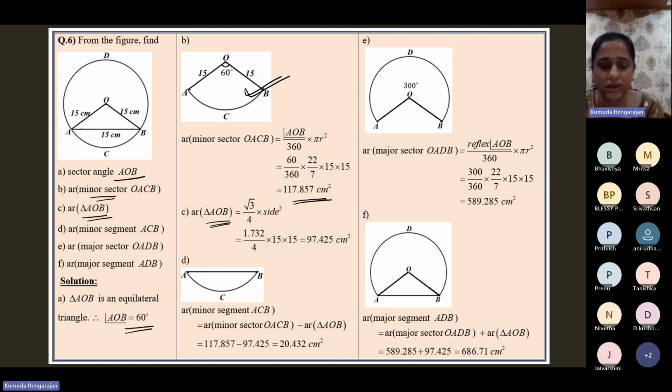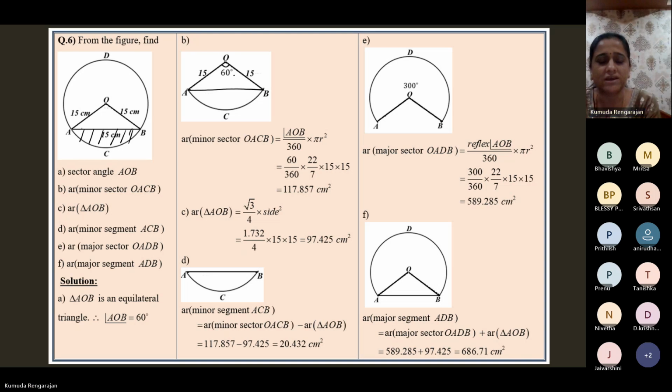The triangle is an equilateral triangle, so its area is given by root 3 by 4 into side square, where side is 15 centimeters. Next is to find the area of the minor segment. Which is the minor segment? This one is the minor segment. So we see that the sector is made up of a triangle. This minor sector is made up of this triangle and the minor segment. So from the area of the sector, if you take away the area of the triangle, you can find the area of the minor segment.